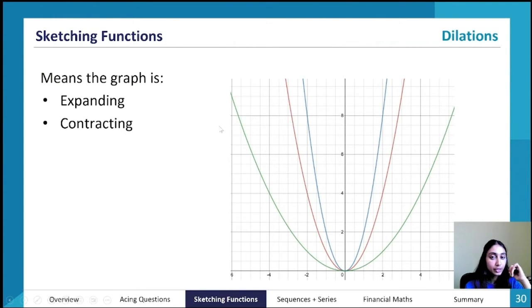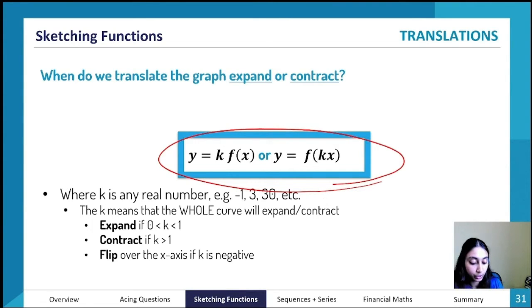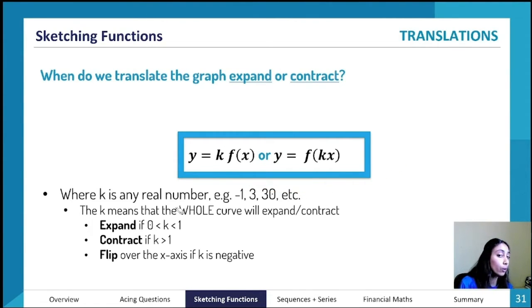Okay, now we have something that I suppose is a little bit more annoying. It's something called a dilation. So a dilation means that the graph is either expanding this way, or contracting, going inwards. So let's take a look. Okay, so when we are doing a contraction or expansion, we have two options. So y is equal to k times f of x, or y is equal to f of kx.